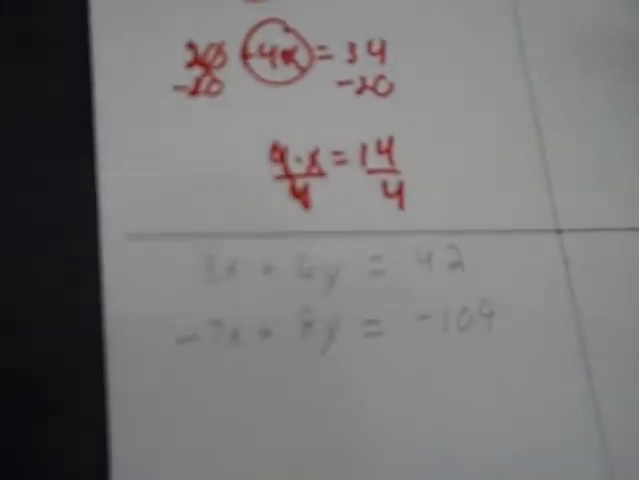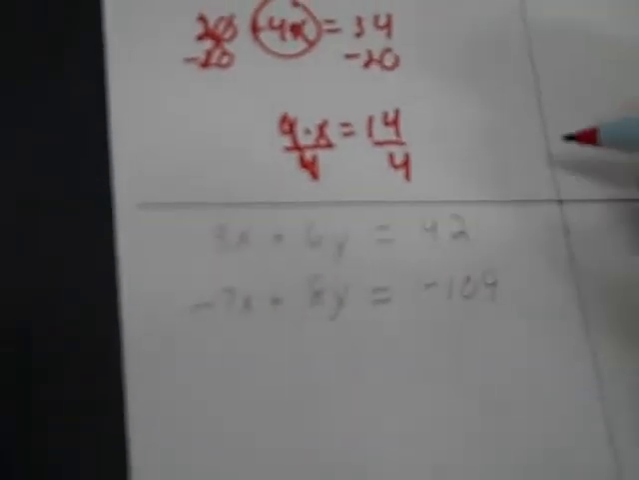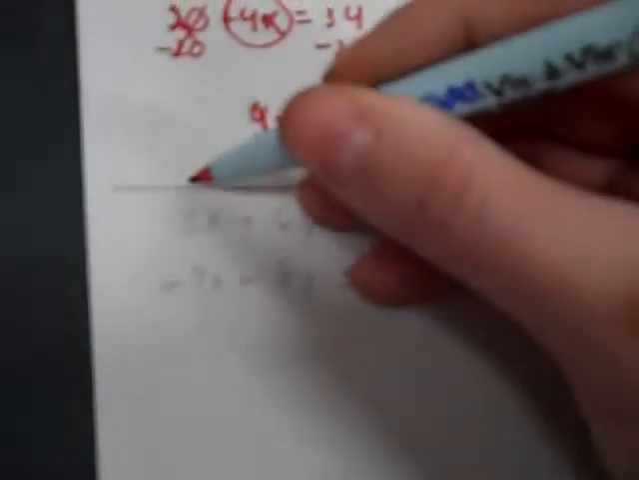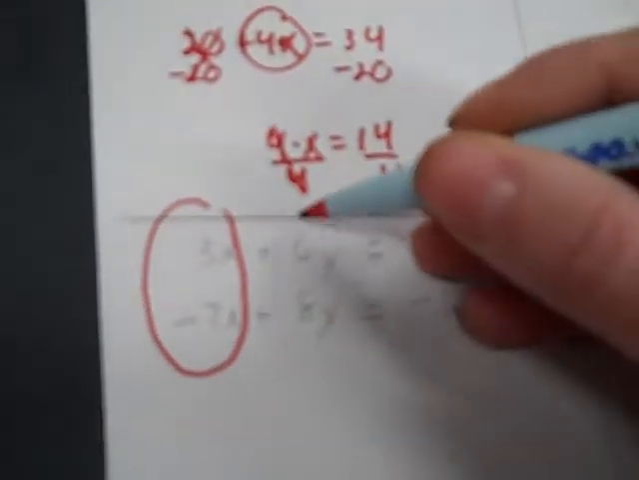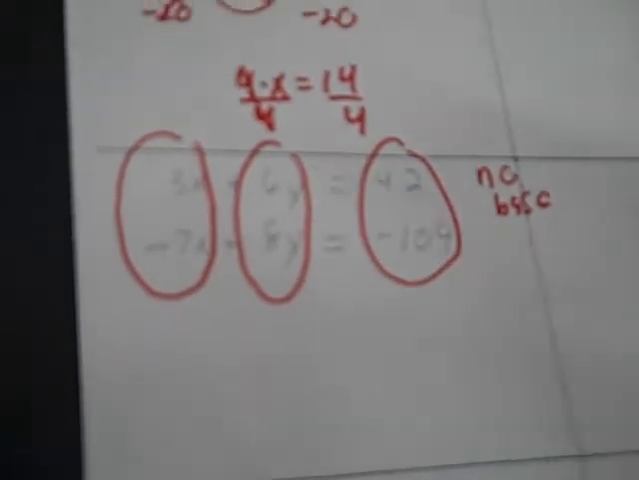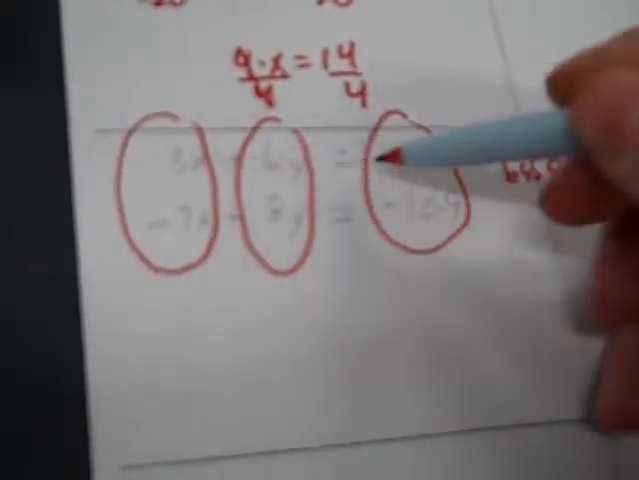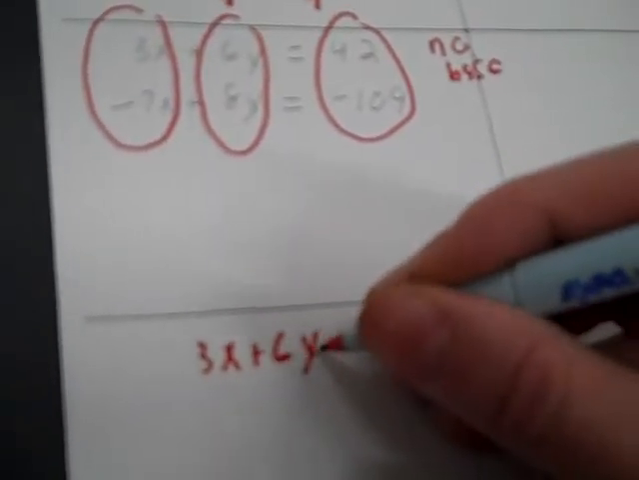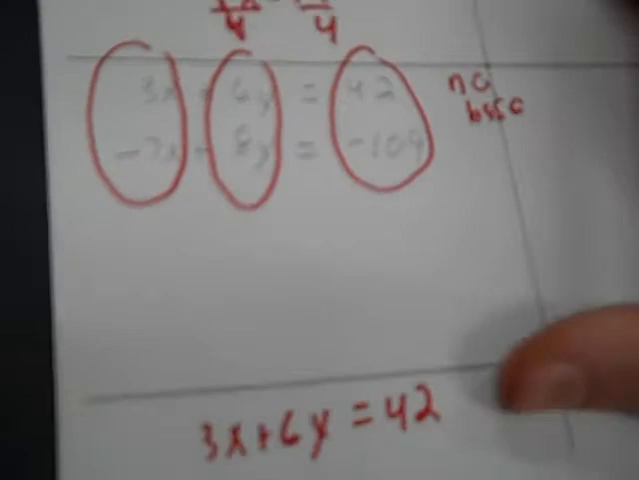Okay, my next problem. Again, there's no base. So I want to circle the x's, 3x and negative 7x, 6y and 8y, and 42 and negative 108. And after I do that, I'm going to write the very top equation, 3x plus 6y equals 42. I think that's good to do at the beginning.